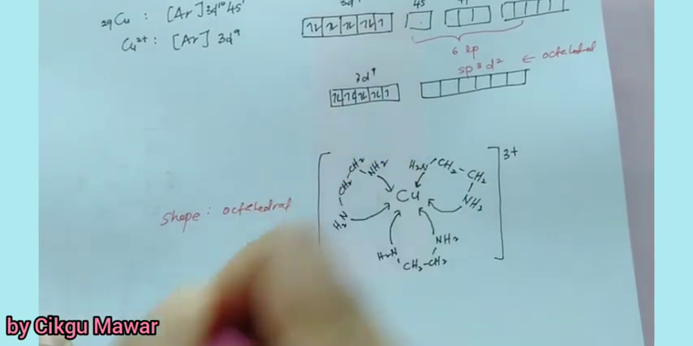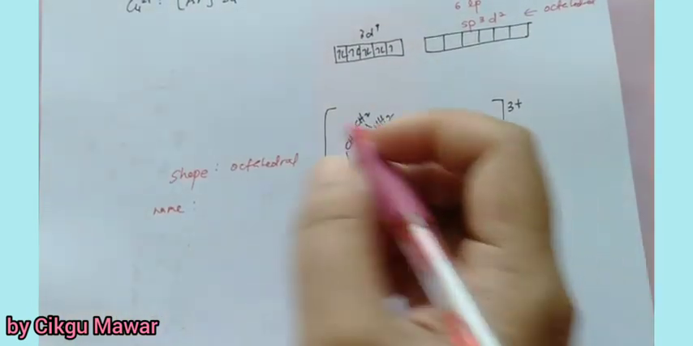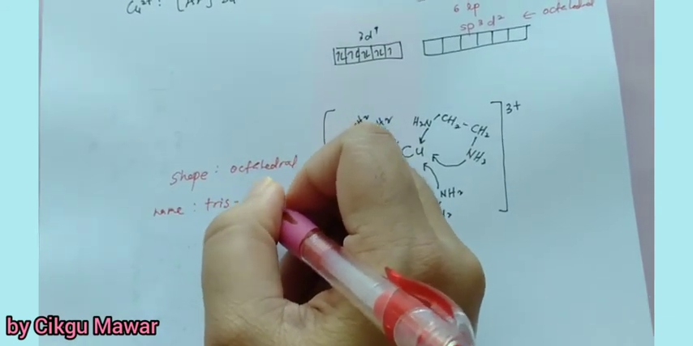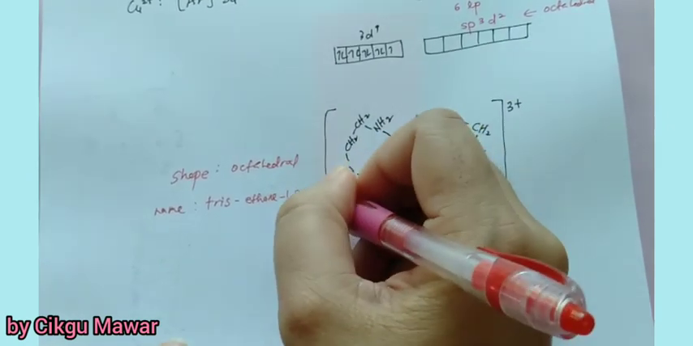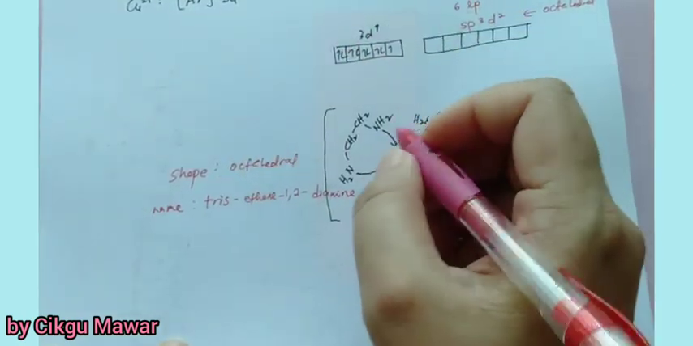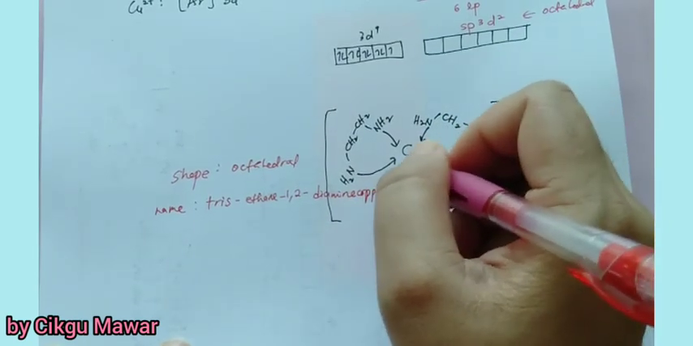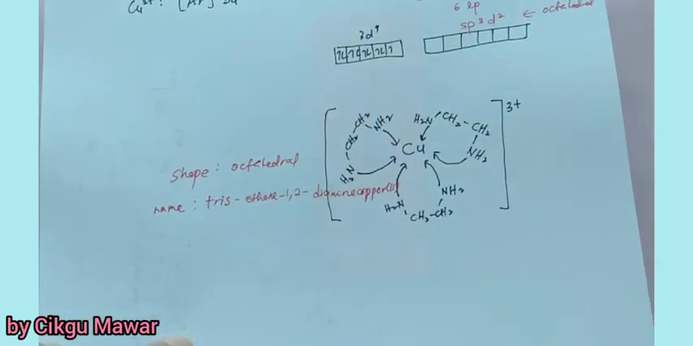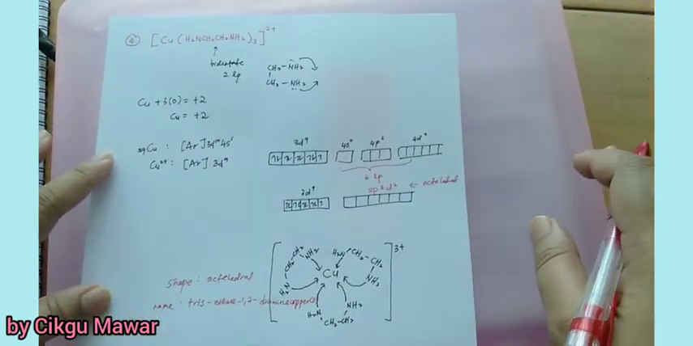And then the name. So how to name it? It has ethane 1,2, so we use tris. Tris, ethane 1,2 diamine. And then the central metal is copper, oxidation state 2. So the name is tris(ethane-1,2-diamine)copper(II). So now we have done the fourth question.